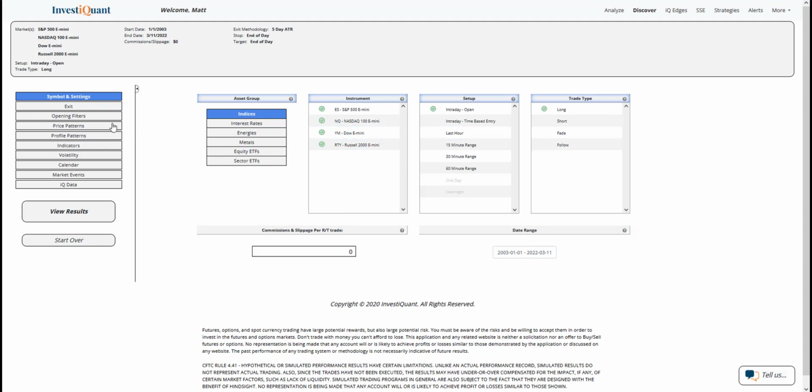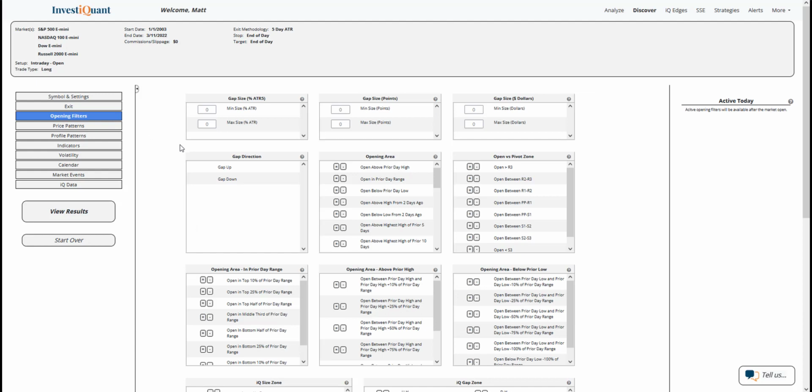I've got all four instruments selected. The setup will be based upon entering the market long at 9:30 a.m. Eastern Time, exiting at 4:15 p.m. Eastern Time. Now, currently, we are trading well up above yesterday's high, so that is a gap up. I can click gap up here if I want to. It's not necessary because I've got open above prior day high selected here by hitting the equals next to it. So that's the opening location I'm going to use.